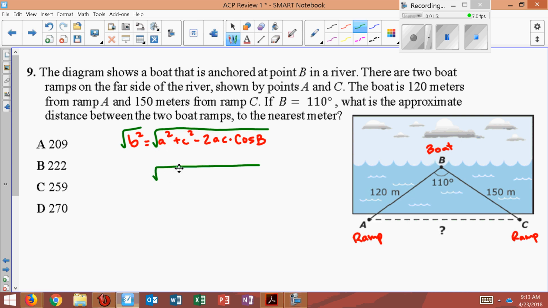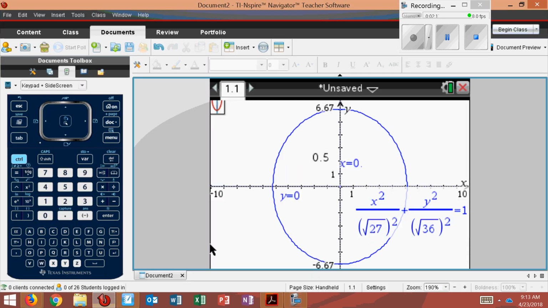Now, across from A is 150, so I have 150 squared plus, across from C is 120 squared, minus 2 times the 150 times 120 times the cosine of 110 degrees. This will give us our B. So let's go to the calculator and plug this in.